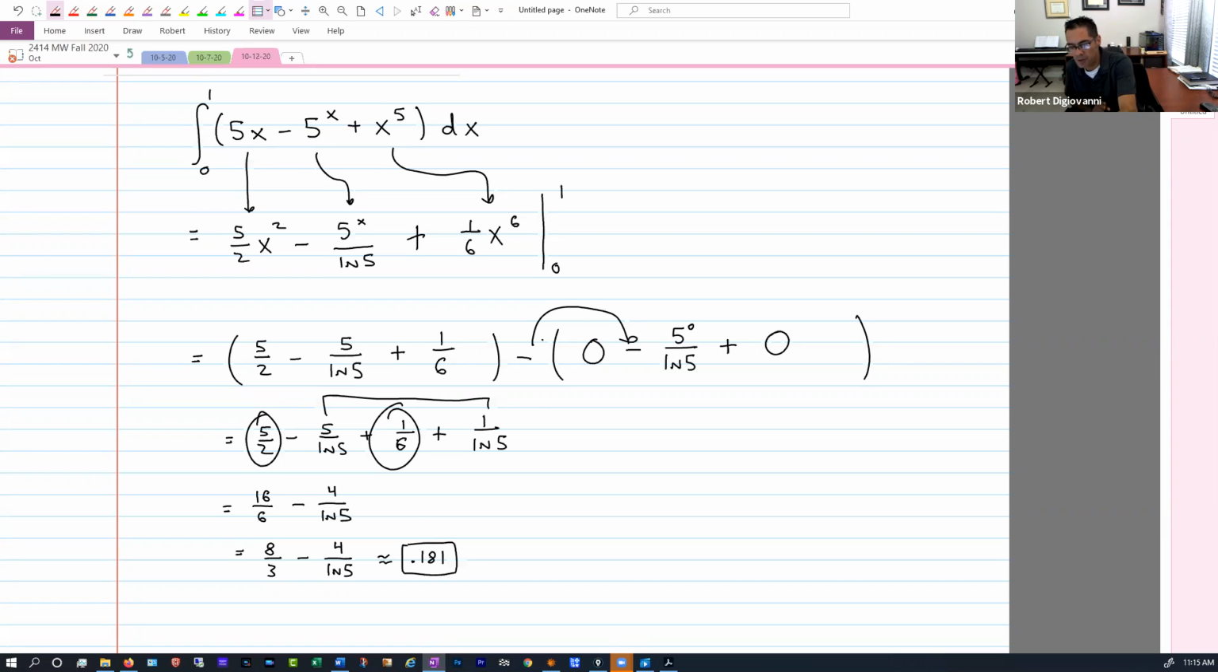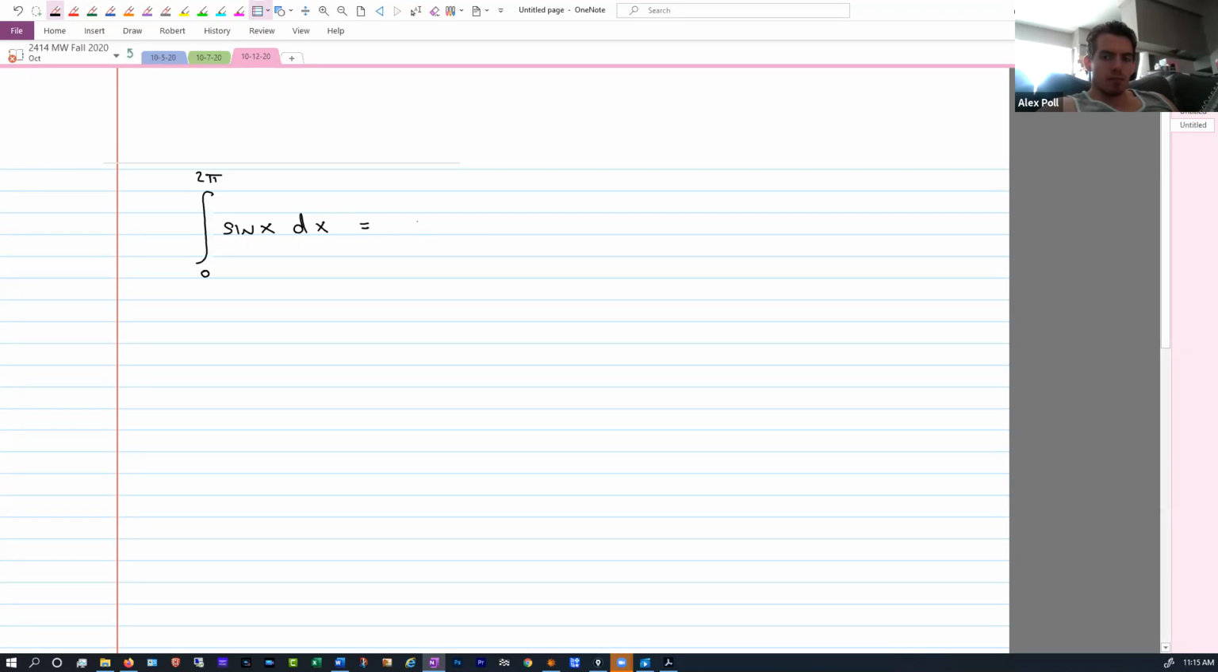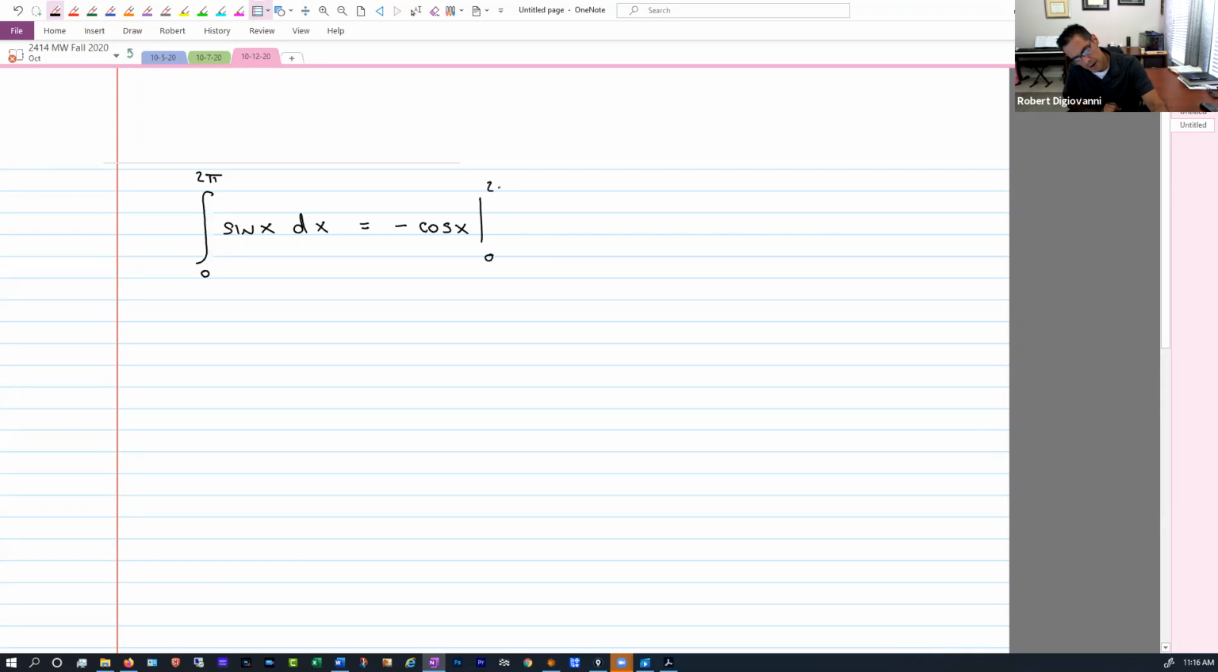Okay, let's look at the next one. So this one is interesting. Let's go from 0 to 2 pi of sine x dx. All right, so before, we're not going to look at the graph. We're just going to go straight to it. What's the antiderivative of sine? Is it negative cosine? Negative cosine, evaluating from 0 to 2 pi.